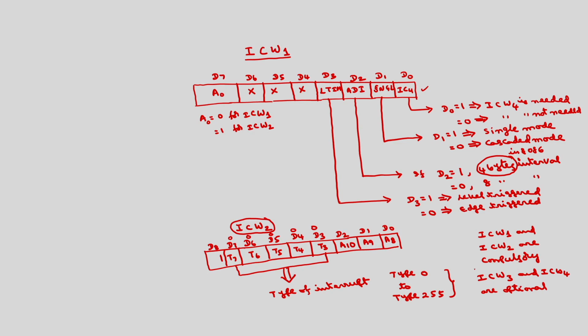So, before going to discuss about this ICW3, which is required in cascading mode only, I will discuss how the cascading of 8259s will be performed. So, I will first discuss about the cascading of 8259s and then I will go to ICW3.